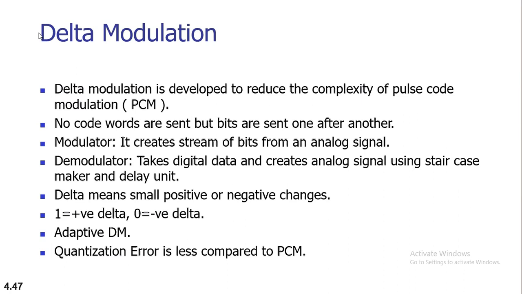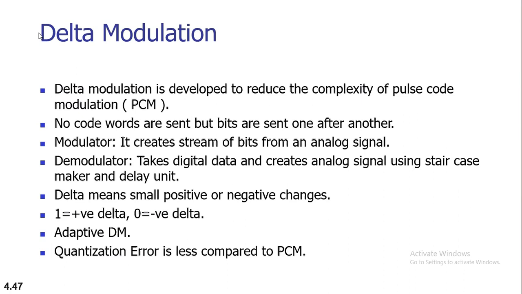In case of pulse code modulation, PCM, the output is a group of bits, whereas in delta modulation we generate a stream of bits. And in delta modulation we have two parts: one is the modulator at the sender side and the demodulator at the receiver side.